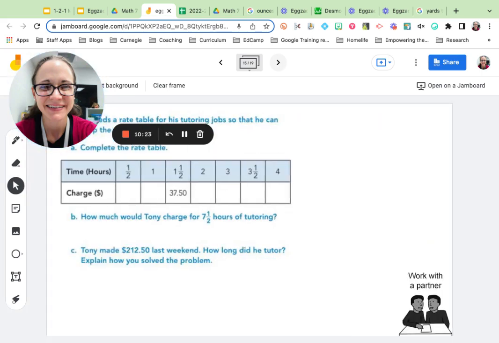Which brings us to a table, and this is a real world, very relevant table. In this case, we have Tony. He needs a rate table for his tutoring jobs so that he can look up the charge quickly. Now, we can see that Tony charges $37.50 for 1.5 hours of tutoring. We want to complete the rate table and then figure out how much he would charge for 7.5 hours of tutoring. What I want you to do is pause the video and set a timer for 5 minutes. And your task right now, your do now, is just to complete the table.